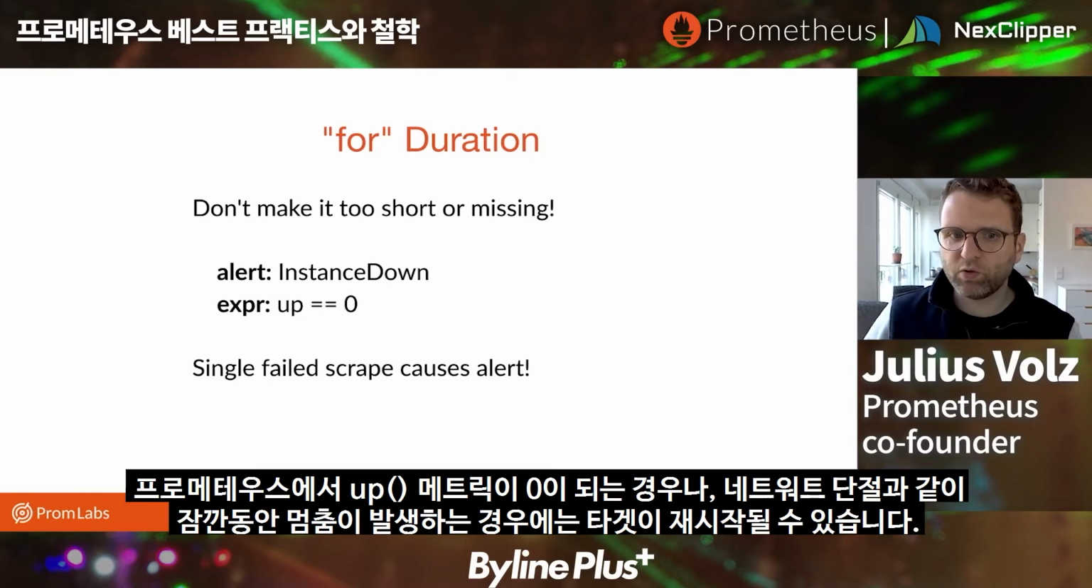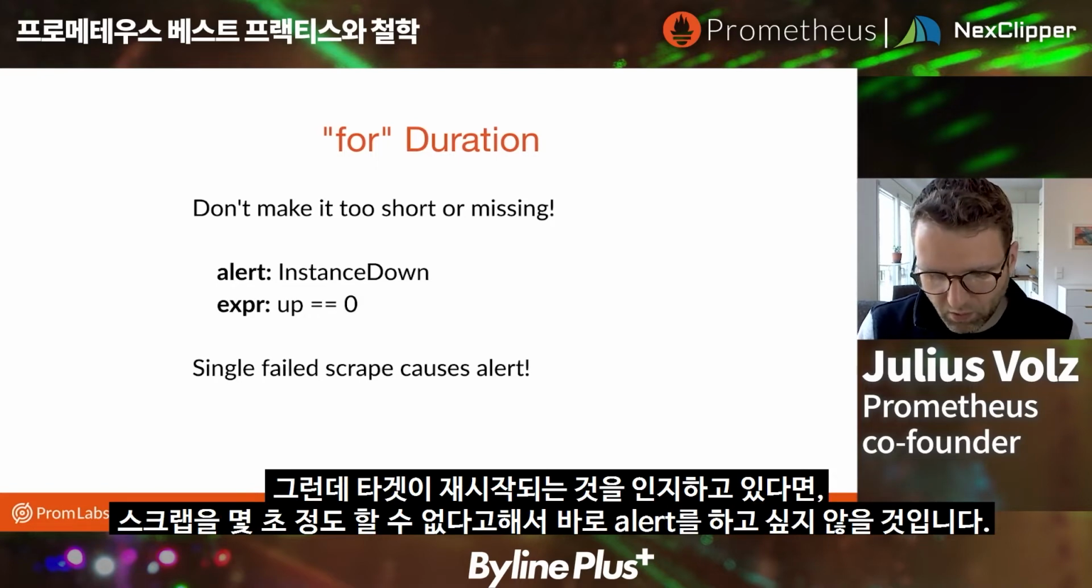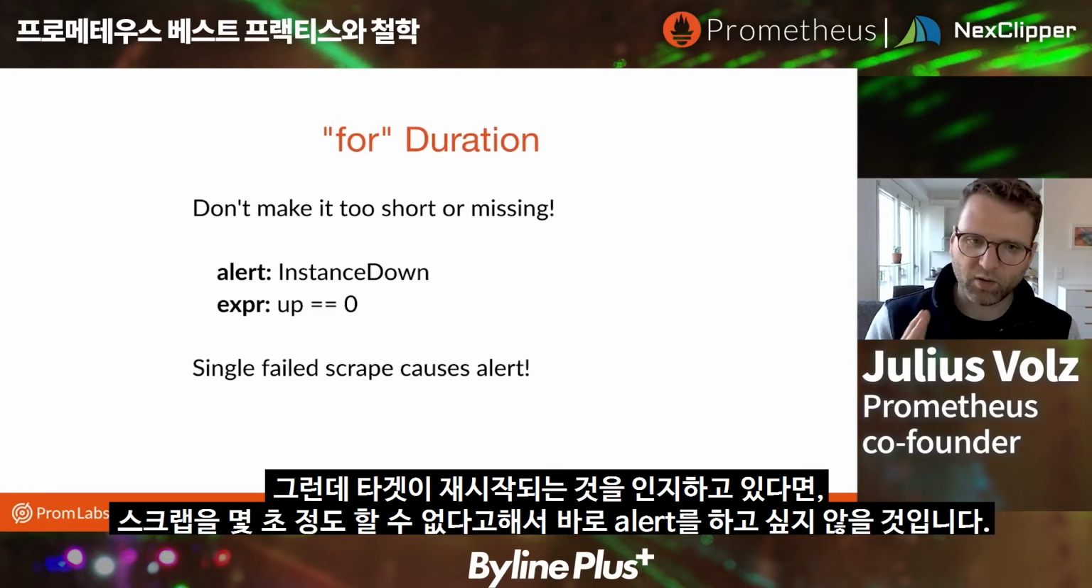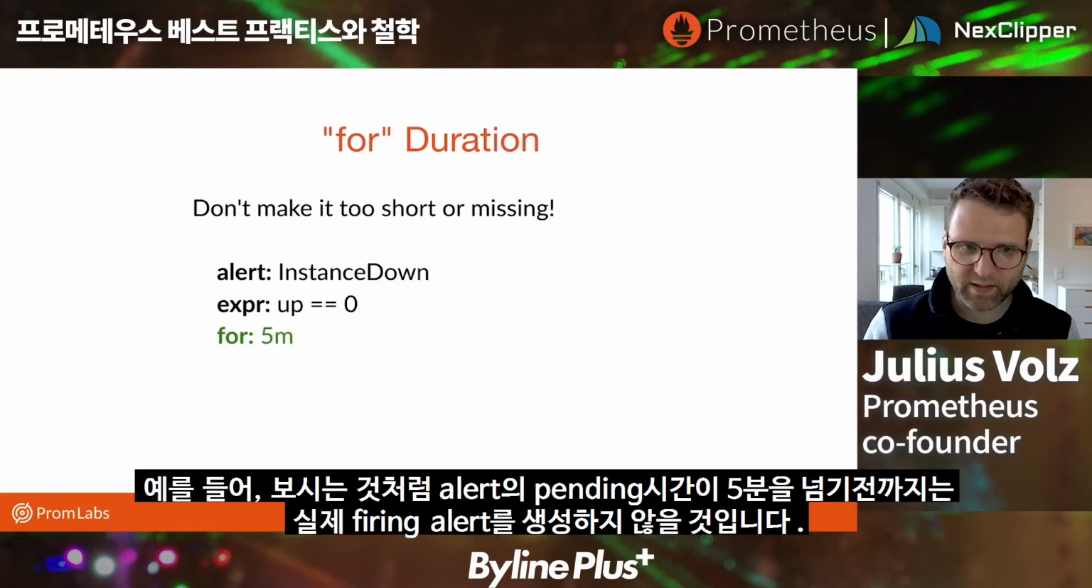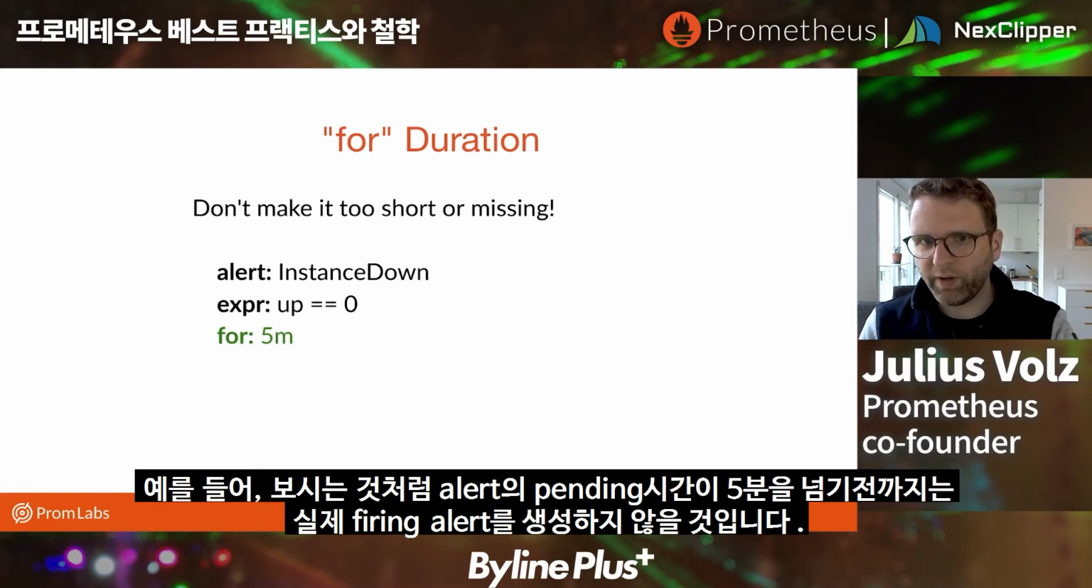And this can happen a bit too fast, like a very brief network outage, or maybe the target is restarting and I'm just catching it in the restart time, and thus I cannot scrape it in that 1 second. So probably you don't want to immediately alert, but add some kind of tolerance there. For example, saying this has to be true for 5 minutes before you actually create a really firing alert from that pending alert.